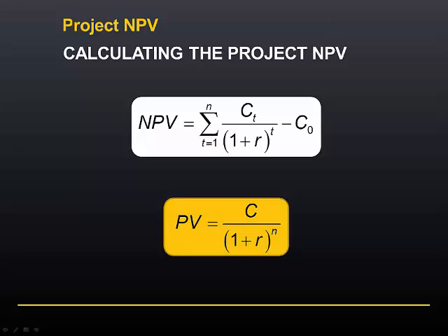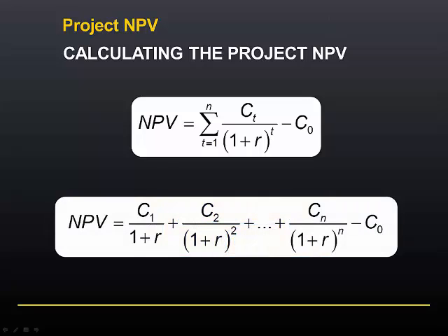The formula that we need to calculate the present value of each cash flow is from the topic on financial mathematics, where the future cash flow is divided by 1 plus r to the power of n, where n is the number of periods in the future. We can expand that out. This version of the formula shows us calculating the present value of all cash flows from C1 to Cn.